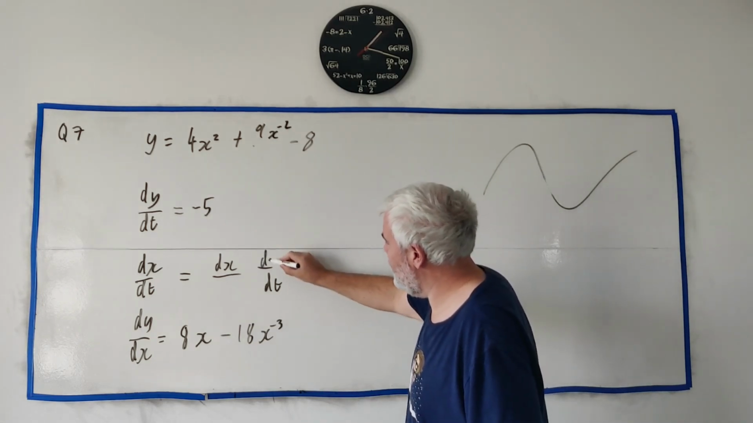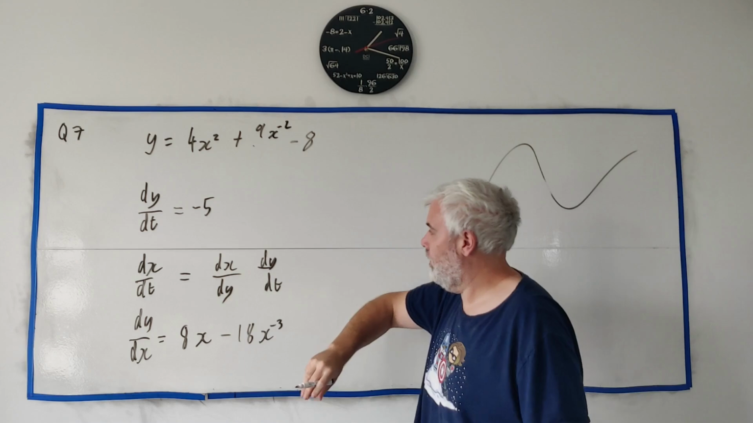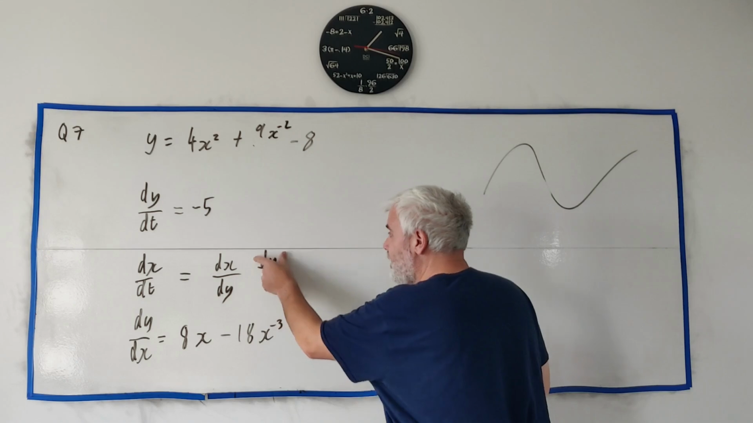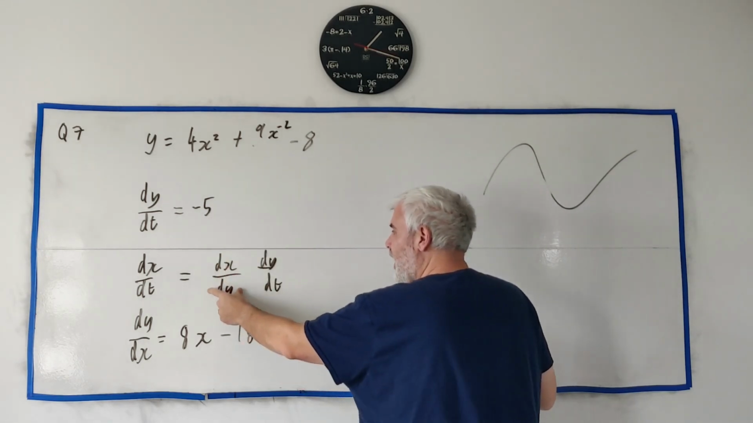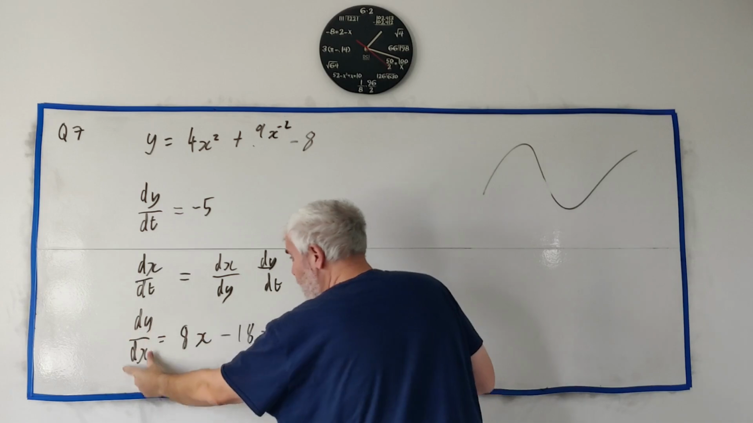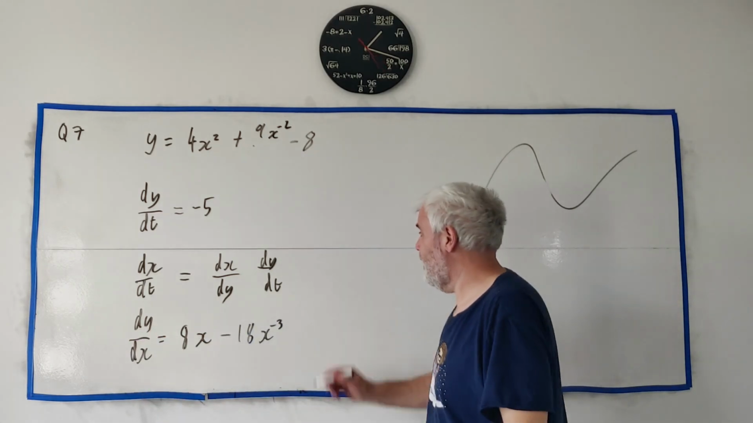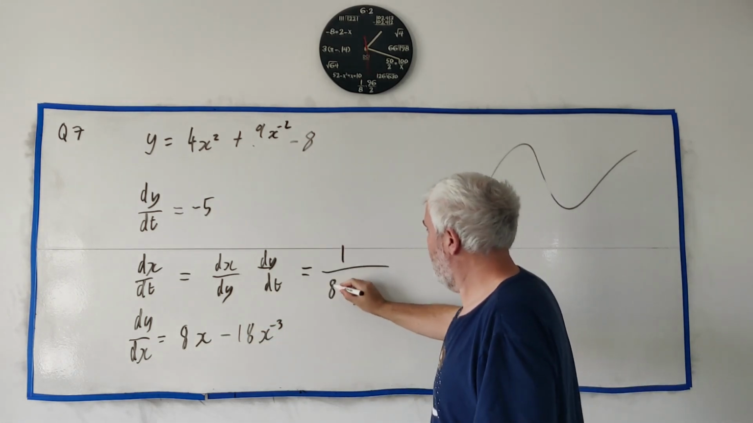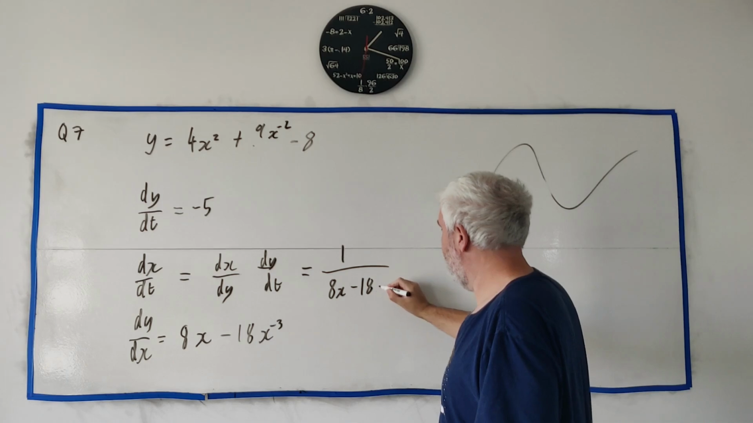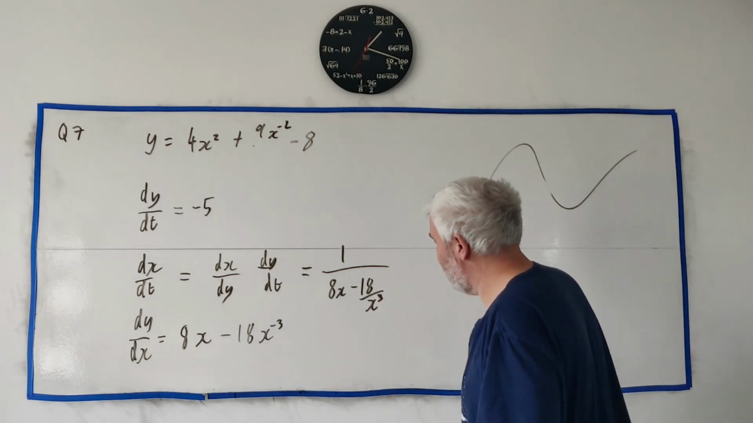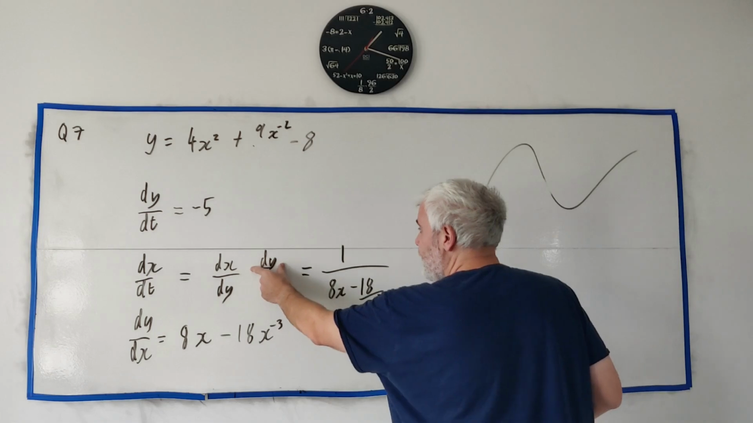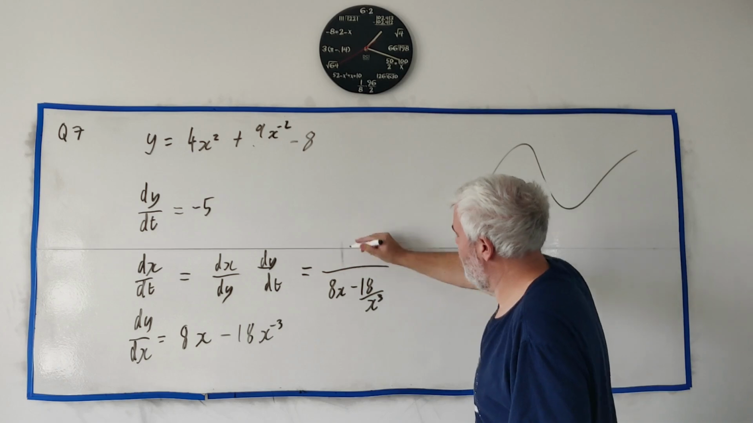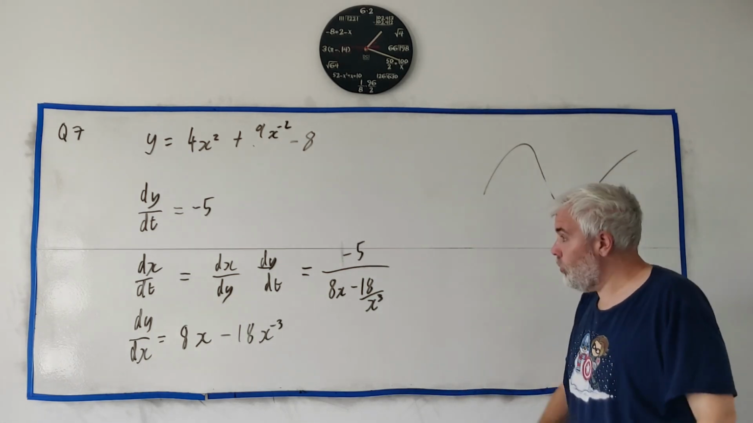So why not just put dy and dy? They'll cancel. This is clearly the same. But look, we know what dy/dt is. It's right here. And dx/dy, it's very similar to this. It's just that upside down. So this is actually equal to this upside down, which is 1 over 8x minus 18 over x to the power of 3, multiplied by dy/dt, multiplied by minus 5. So we just put that up here. Minus 5. You're pretty much finished.